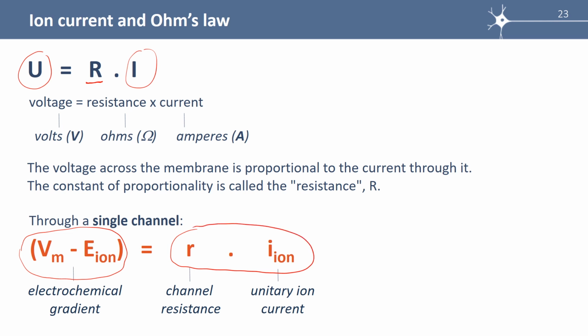R is the channel resistance. Here we speak about a single channel. So it's the channel resistance. And i ion is the unitary ion current. It's written with a lowercase i.